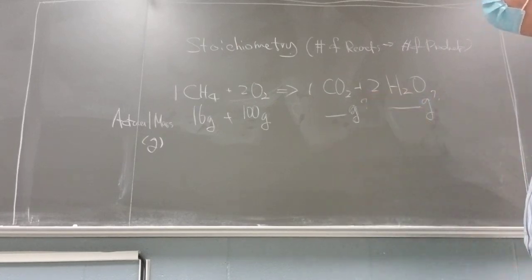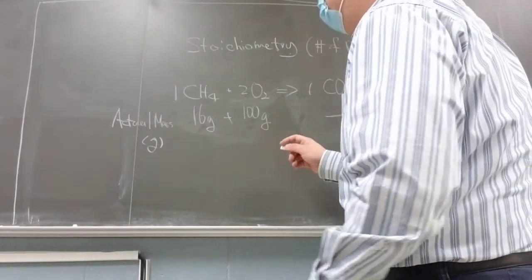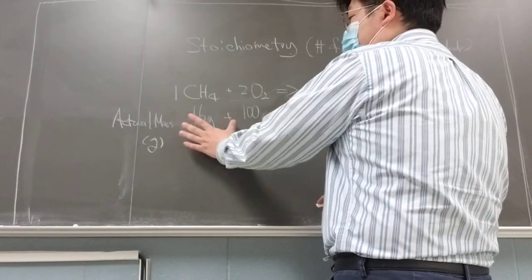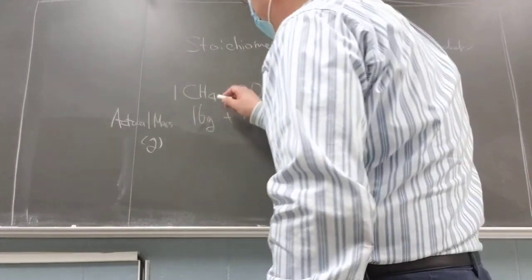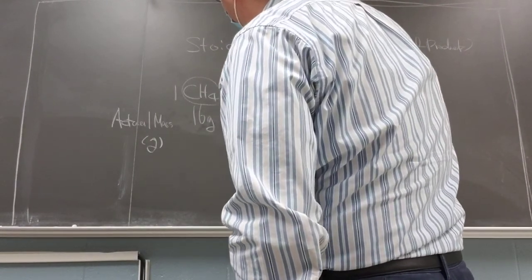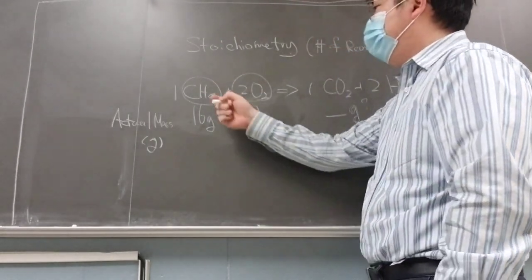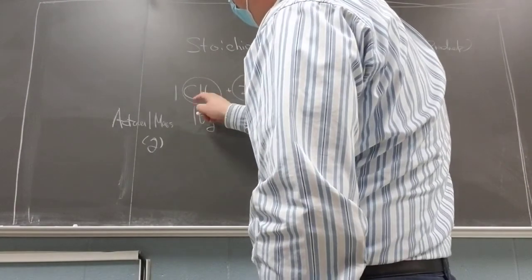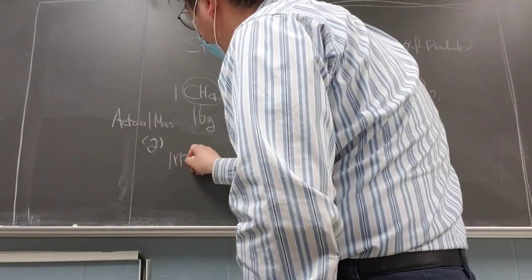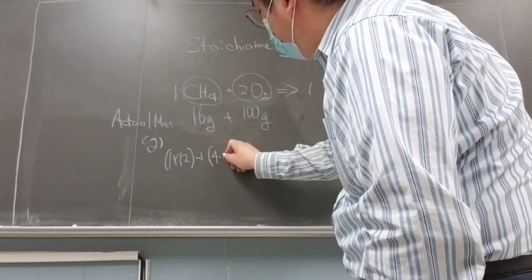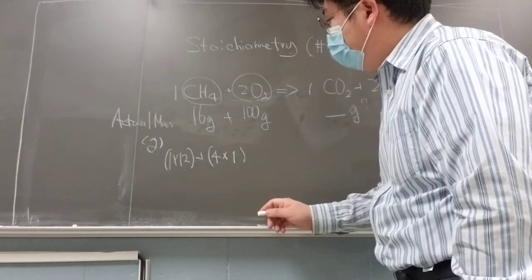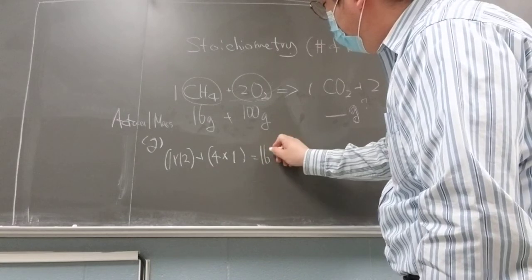This is kind of something you can do with stoichiometry. So the first thing we have to do is to use those two numbers for actual mass for these two reactants right here. And then you just try to find out the molecular weight of these two. So there's one carbon, and there's four hydrogen. So that makes 16 grams per mole.